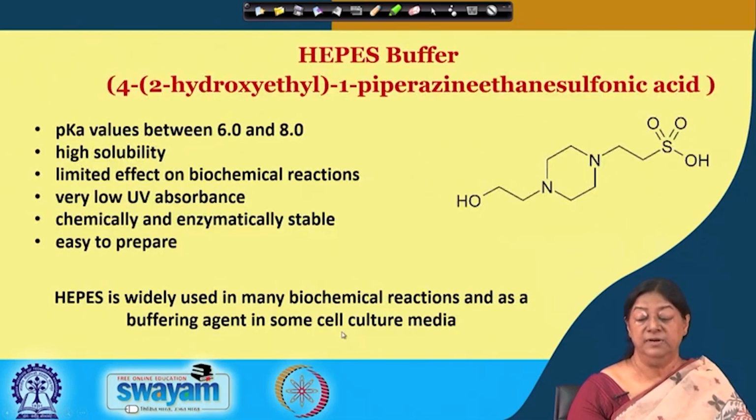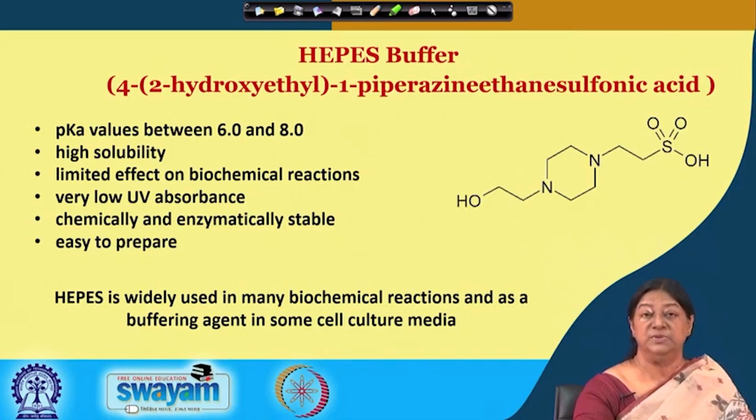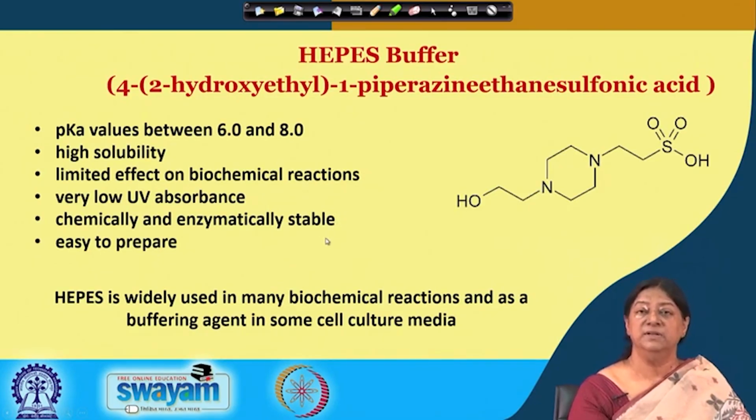The HEPES buffer is another commonly used buffer. The pKa value in this case ranges between 6 and 8. It has high solubility. It has limited effect on biochemical reactions, which is what is required for a suitable biological buffer. It has very low UV absorbance. It is chemically and enzymatically stable and also easy to prepare. Because of the several advantages of this specific buffer, HEPES is widely used in many biochemical reactions and as a buffering agent in some cell culture media.